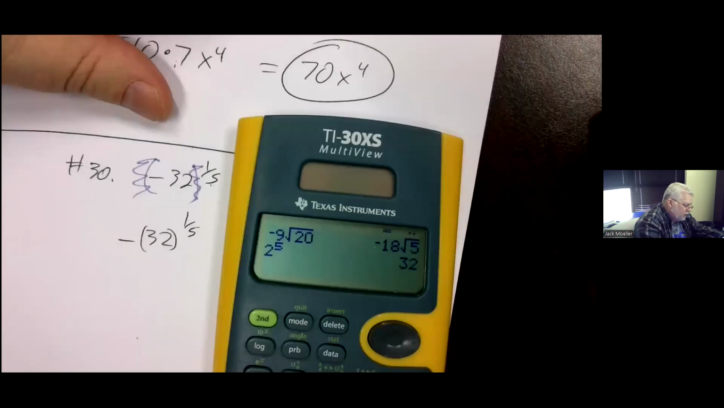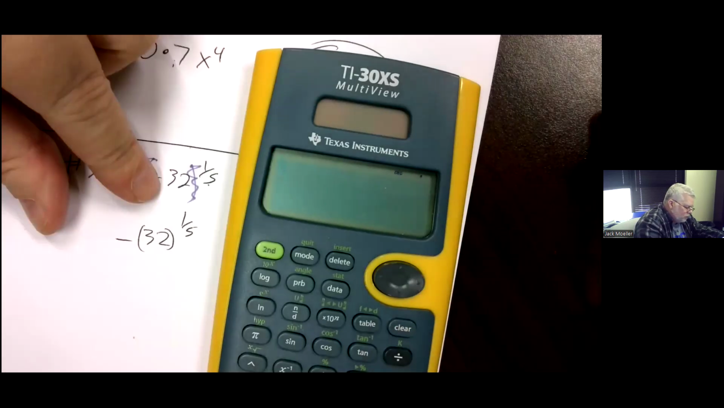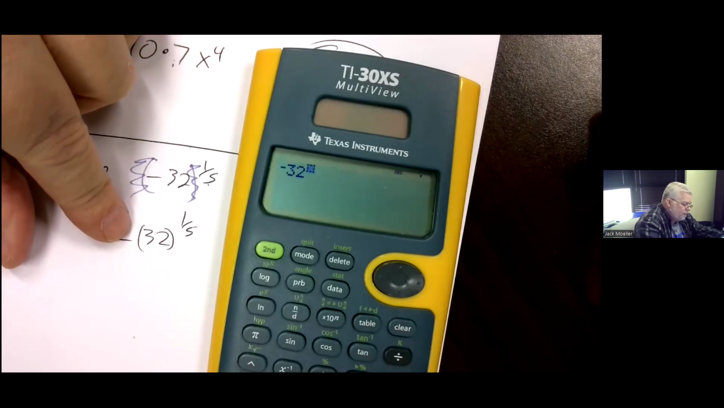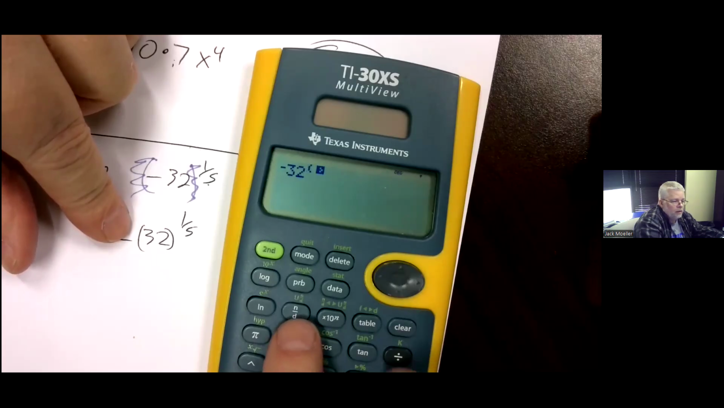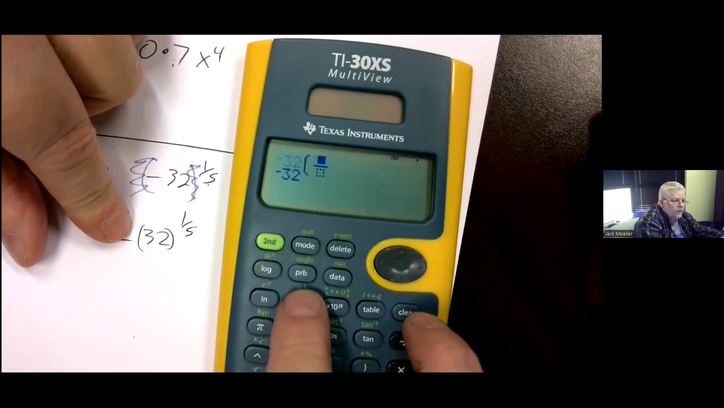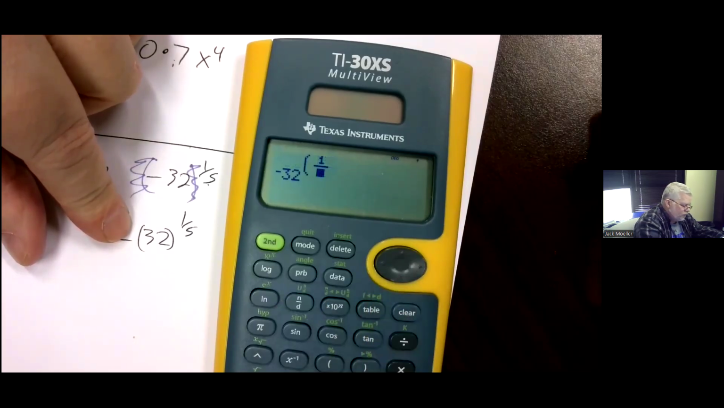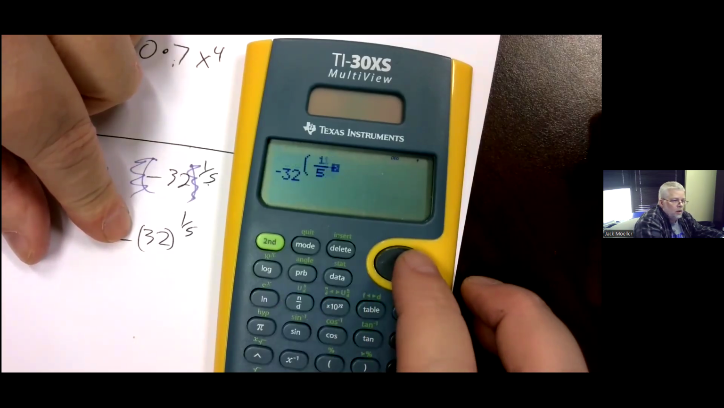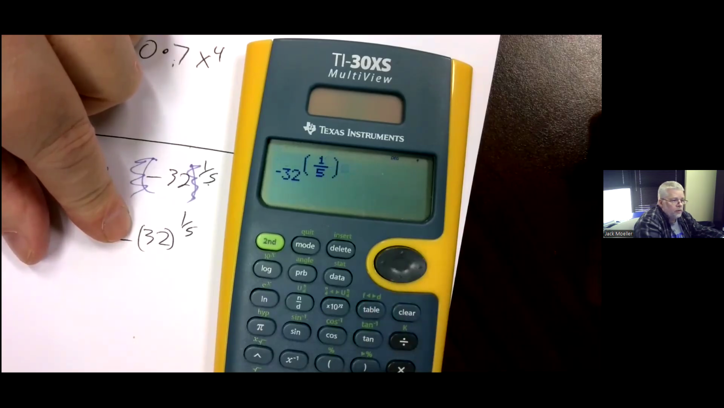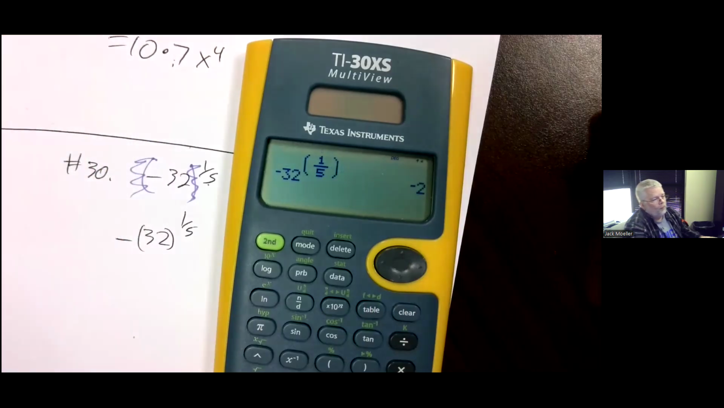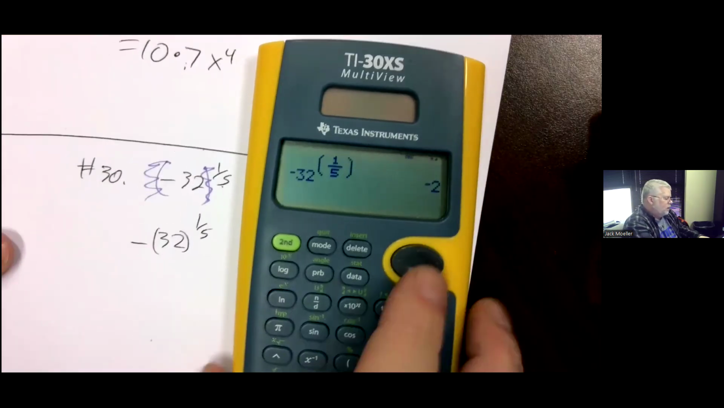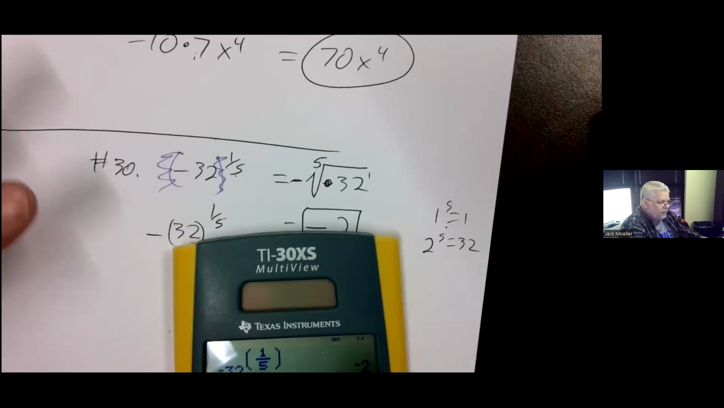But let's do this in the calculator. So negative 32 raised. Well, how do you do it to the 1/5 power? Do your parentheses. Now you could do 1 divided by 5, but there is that n over d button on these calculators. It's one reason I love them. If you do n over d, it gives you the nice friendly fraction. Then arrow over, close out your parentheses. So negative 32 to the 1/5 power is -2. Ideally you can do this without a calculator, but practice your calculator.